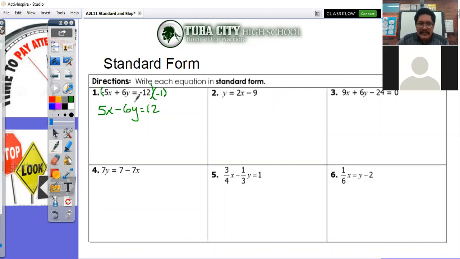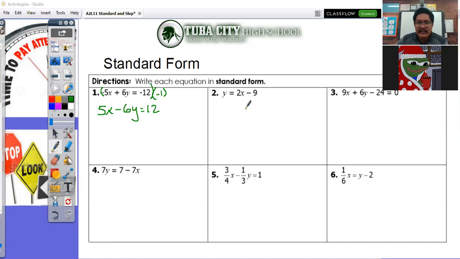And it doesn't matter what the other ones' signs are. It also has to be in the correct order: x, y equals number. So this one is in the correct form. 5, 6, and 12, we can't divide those three numbers by any other number, so we just leave it like that. So that was a pretty easy one. Let's go ahead and get to the next one.